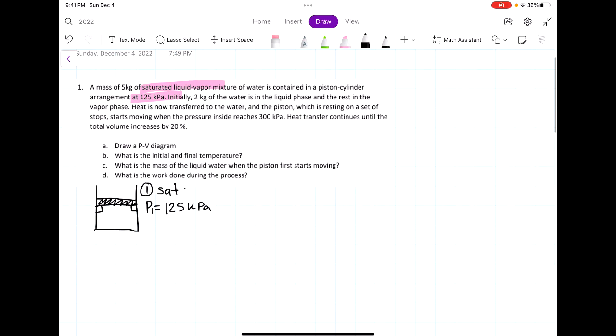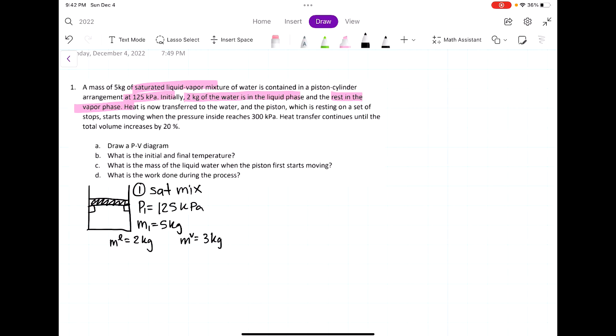And we already know that when we have saturated mixture, we're probably going to have to find the quality at some point. We know that the mass is 5 kilograms. What else? We know that 2 kilograms of the water is in the liquid phase and the rest in the vapor phase. So mass of the liquid is 2 kilograms. And then the rest is vapor. So 5 minus 2, 3. So 3 kilograms are in the vapor phase. Alrighty, so that's the first thing that's happening, right?